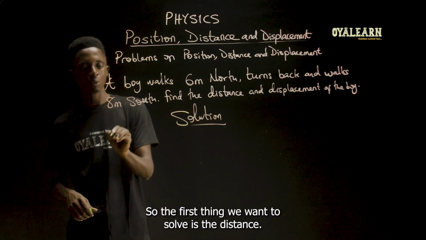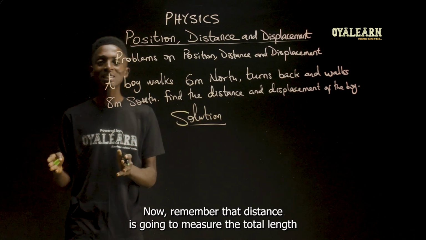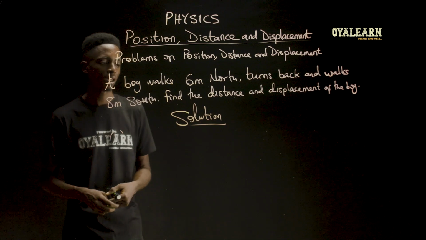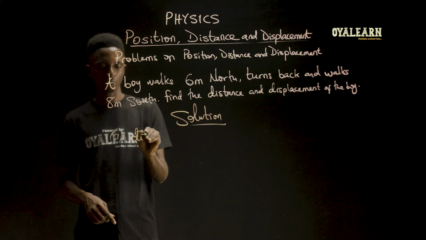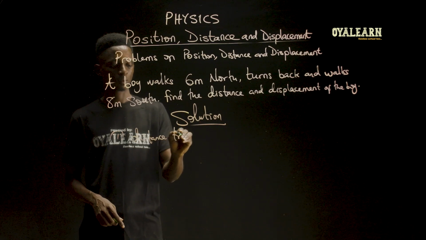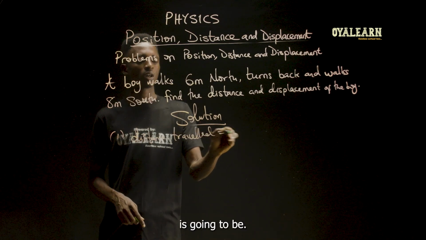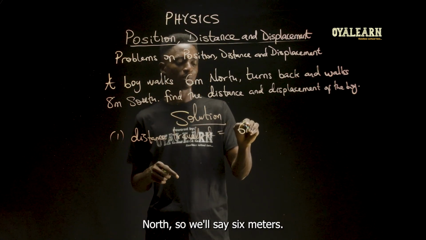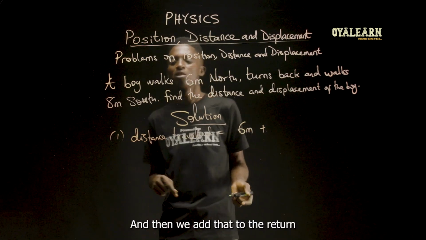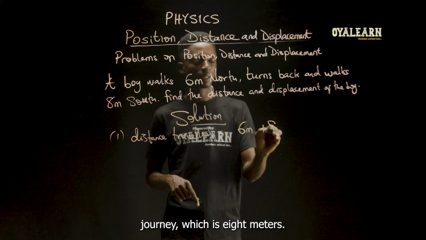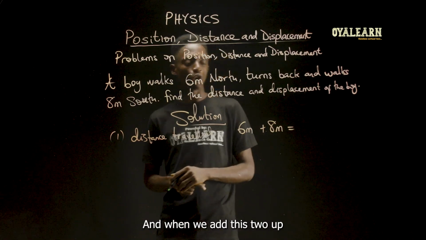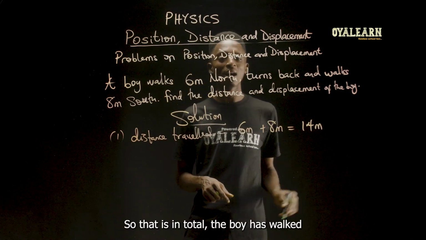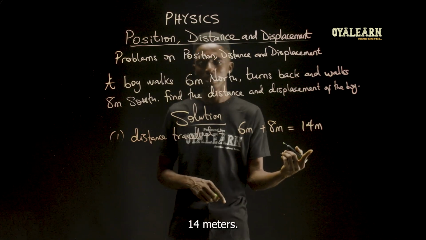Solution. So the first thing we want to solve is the distance. Now remember that distance is going to measure the total length of the path traveled by the boy. So the distance traveled is going to be, now the first journey it took was 6 meters north, so we'll say 6 meters, and then we add that to the return journey, which is 8 meters, and when we add these two up, what we're going to get is 14. So that is, in total the boy has walked 14 meters.